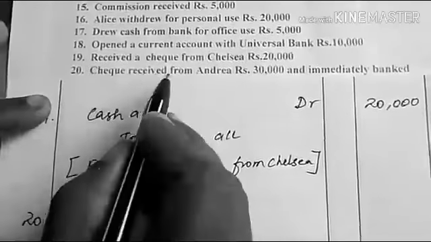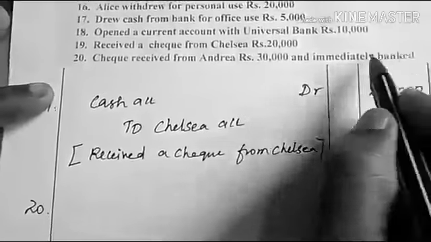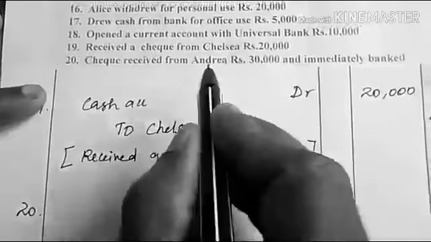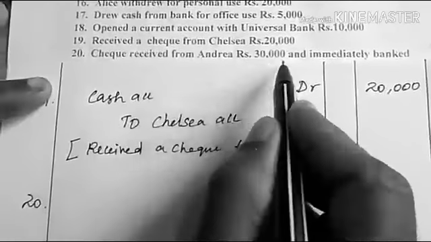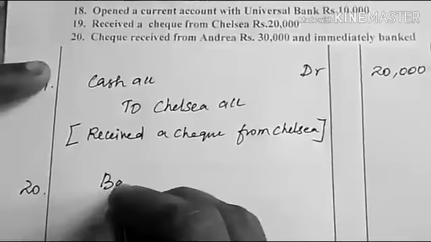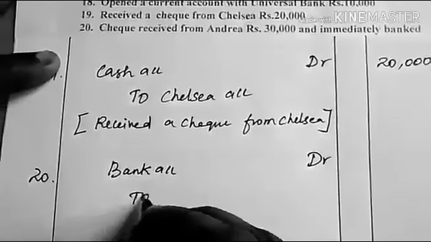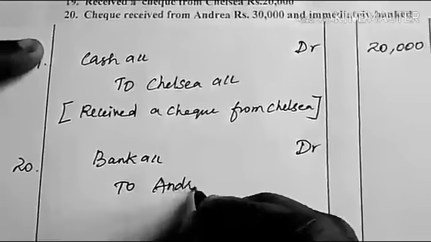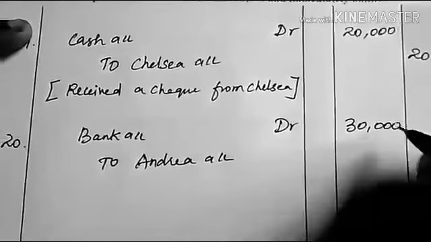So what is the entry for this transaction? Check received from Andrea and immediately banked. The banker is the receiver. Who is the giver? The check is given by Andrea. So the entry for this transaction is bank account debit to Andrea, Andrea account 30,000.